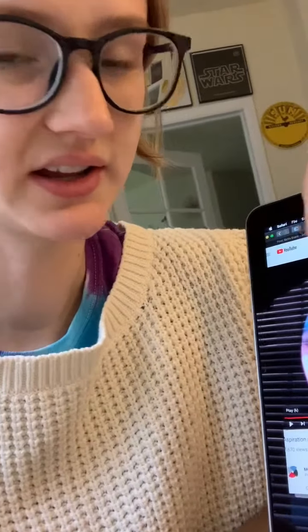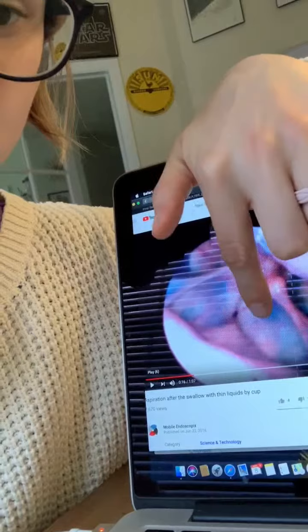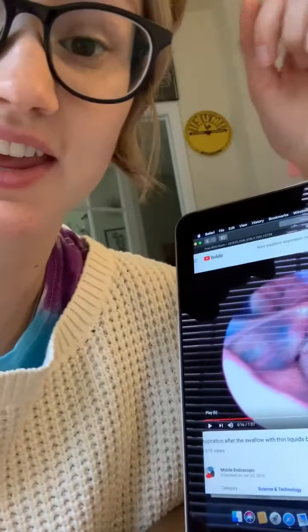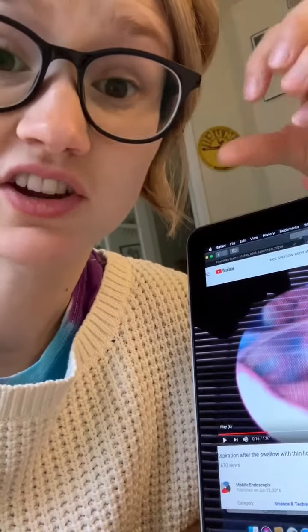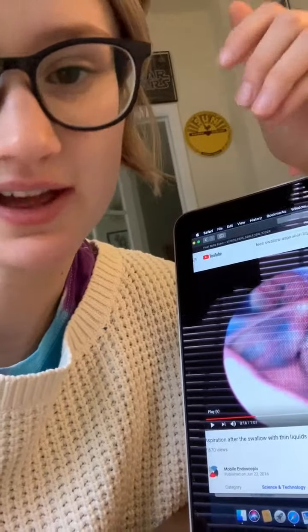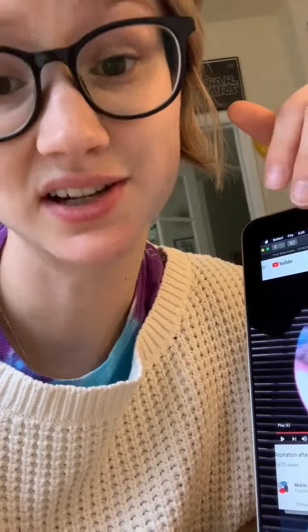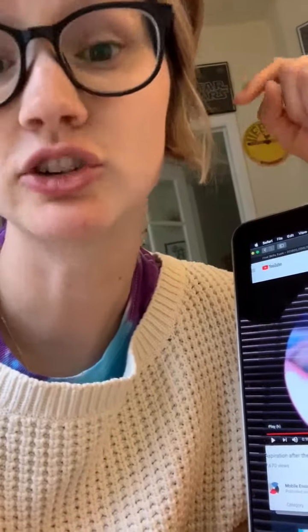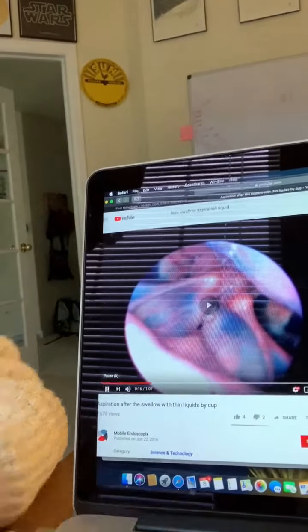So anyways, all of this liquid just stays here on top of the false vocal folds and the true vocal folds, and then when you breathe again and those sphincters open, all of that liquid is just pouring down into your lungs, and that's what's causing you to choke and the aspiration, okay? So we're just gonna keep on going here.